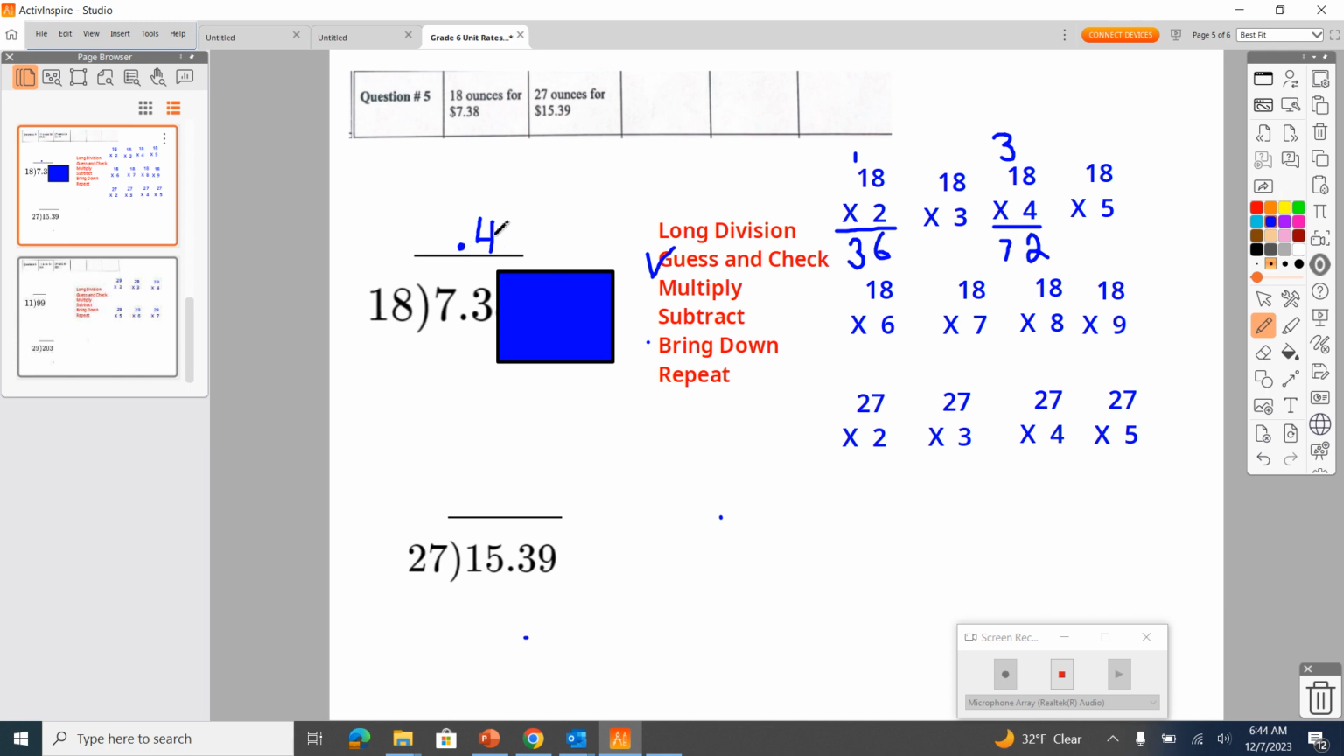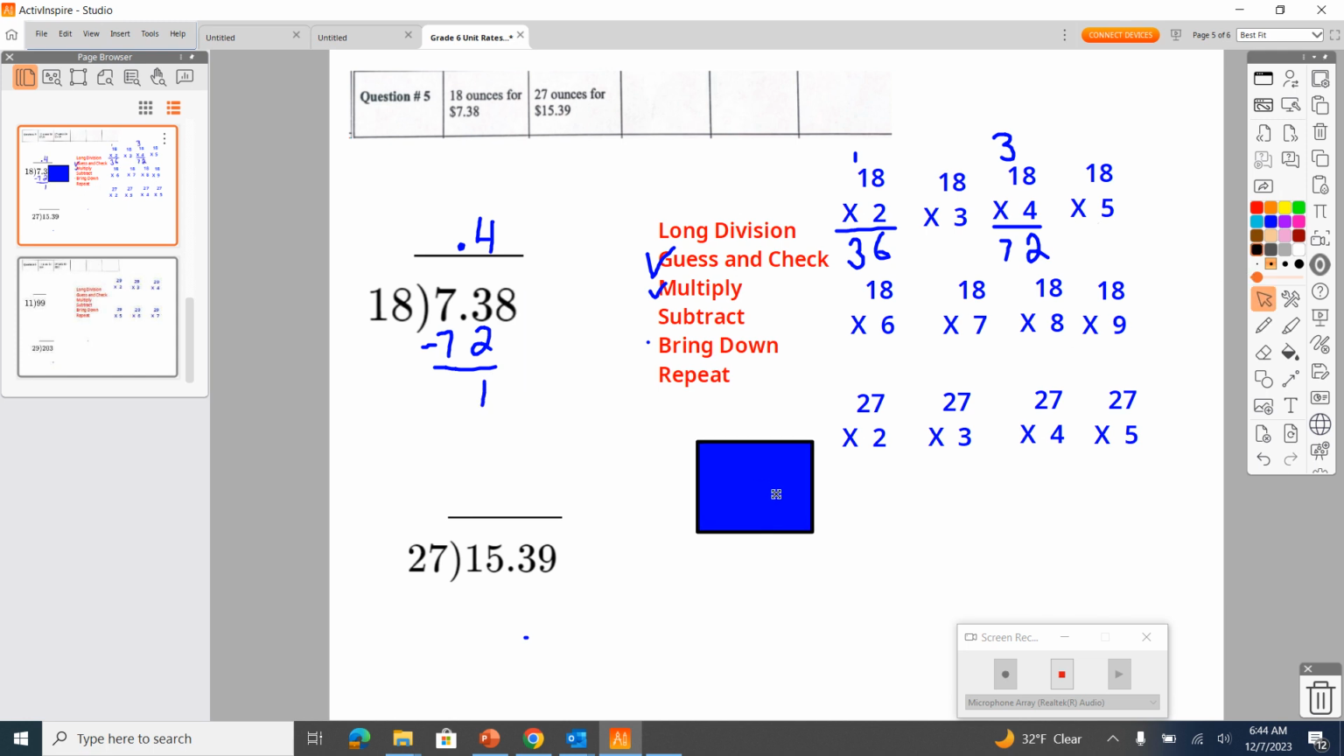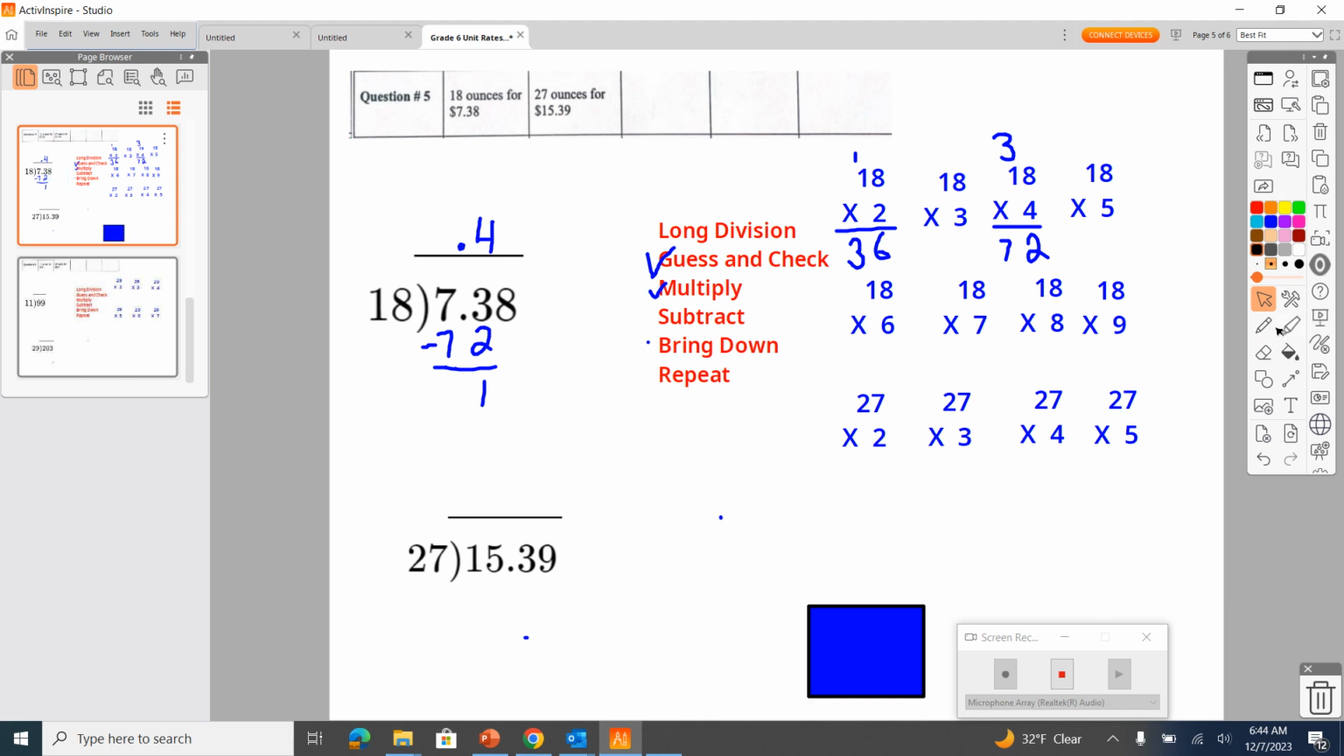4 times 18 is the same as 18 times 4. So 4 times 18 is 72. I've done my multiplication. Now I'm going to subtract. 73 minus 72 is 1. I'm going to move my rectangle out of the way, save it for later. I've done my subtraction. Now I'm going to bring down my 8.